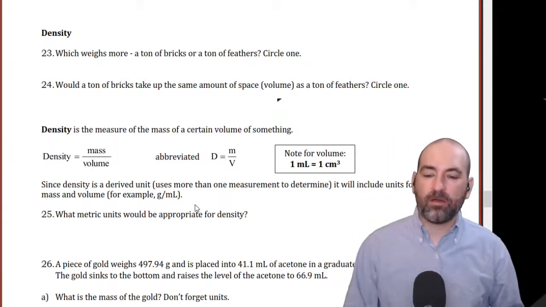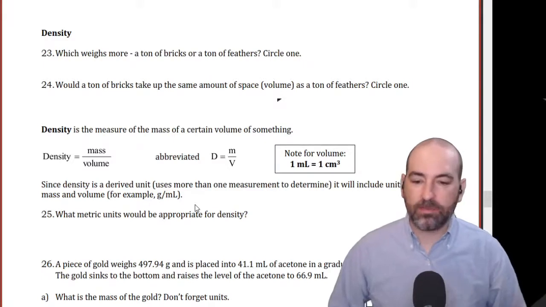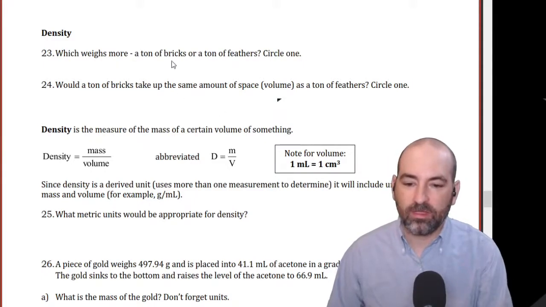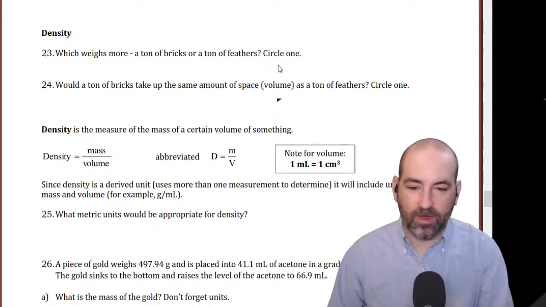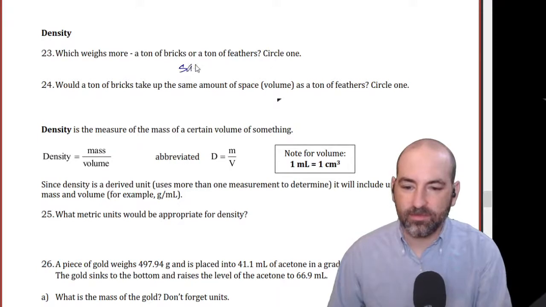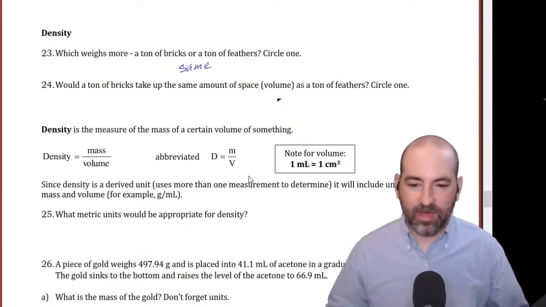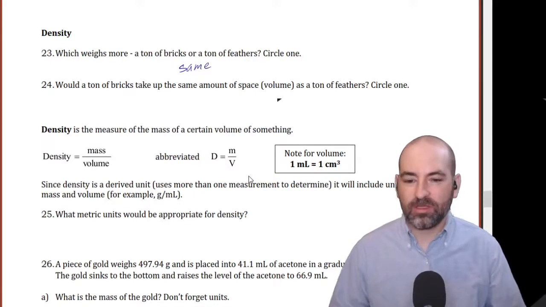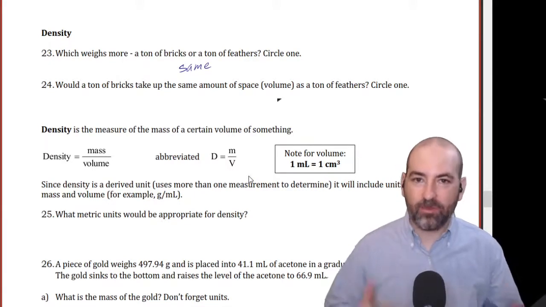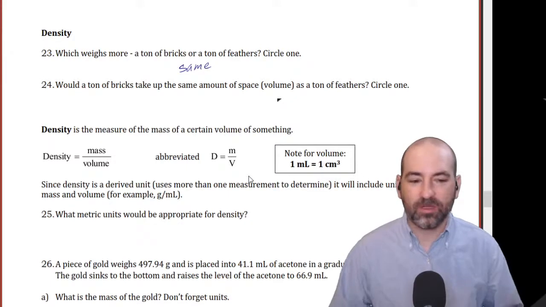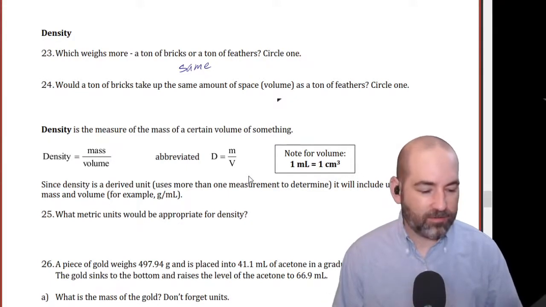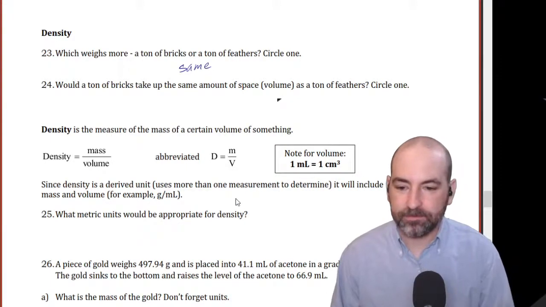So when we talk about density, let's first just talk about it conceptually. Which weighs more, a ton of bricks or a ton of feathers? Well, a ton is a measure of mass or of weight, so they're the same, right? You have the same weight of two things. Doesn't matter what it's made out of, same weight is the same weight. That's why, like in lab, we use the balance so much. It's a really good way of measuring things regardless of the content.